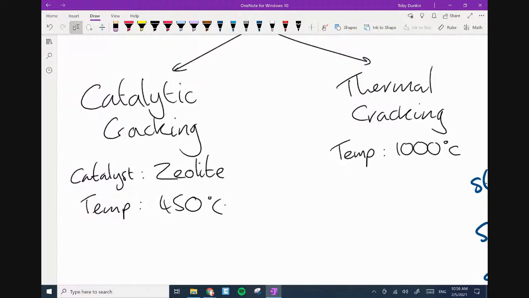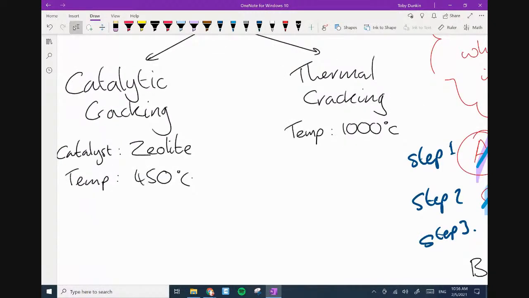So, temperature, 1,000 degrees. And that's basically all you need. Now the question is, Louis, which one's cheaper?